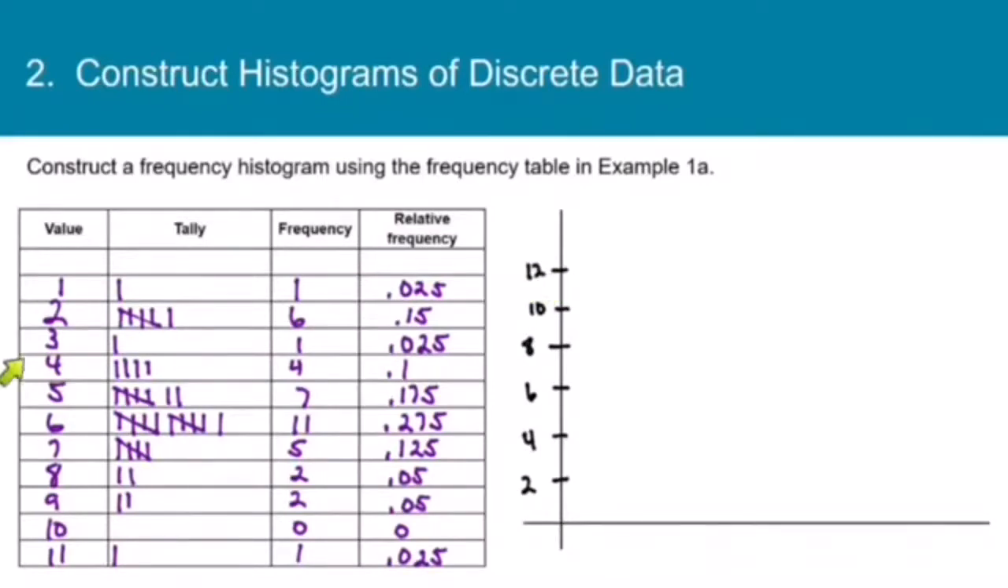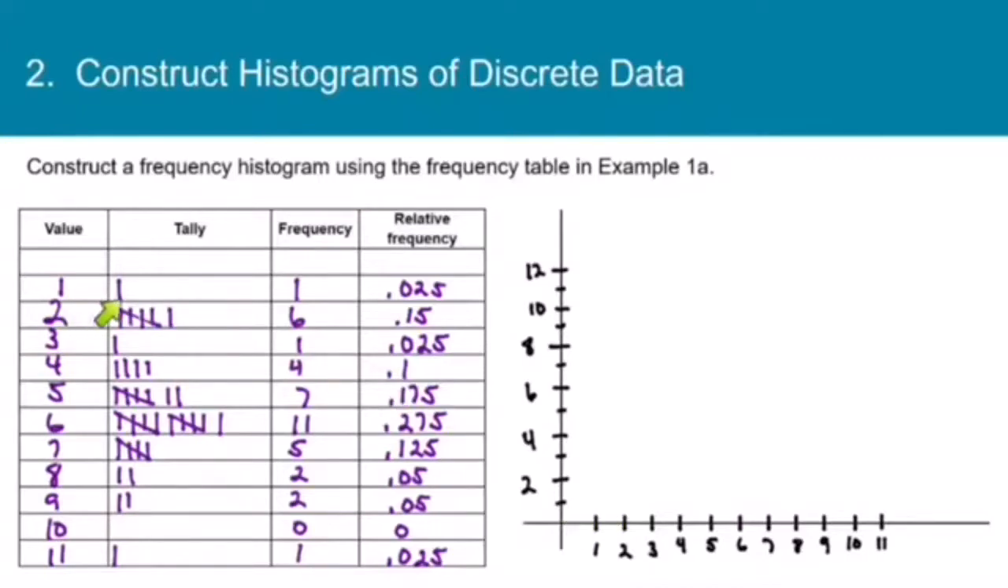And my horizontal axis needs to be labeled with numbers from 1 to 11. And even though the 10 has 0 observations, I still can't leave it out. So here I have labeled my horizontal axis. Now a histogram without labels on both axes is completely useless. You absolutely must label the axes if you're drawing these by hand.